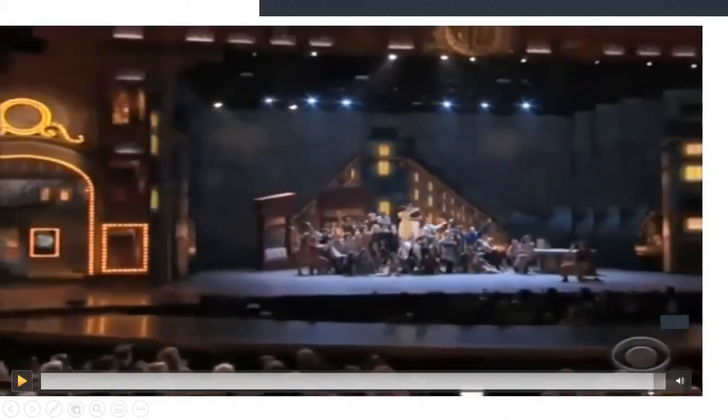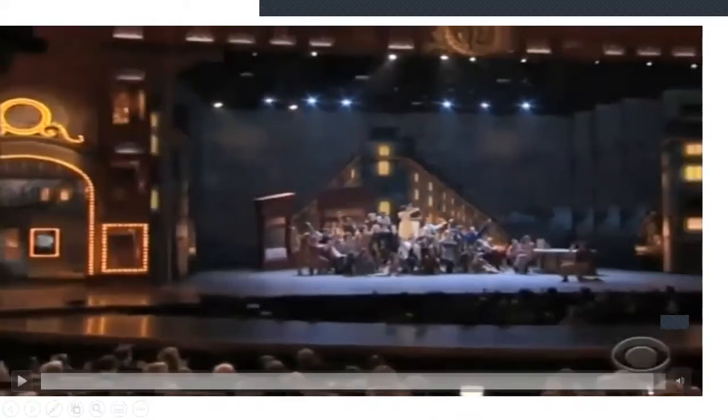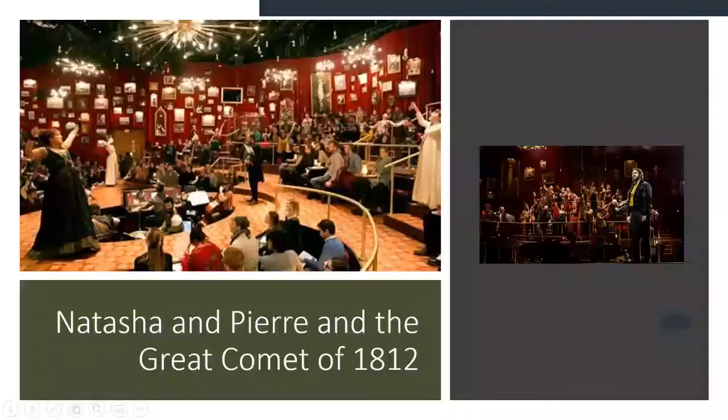You'll notice that the projections that were continually on the move behind the cast really created a mood that looked as if they really were in Paris.